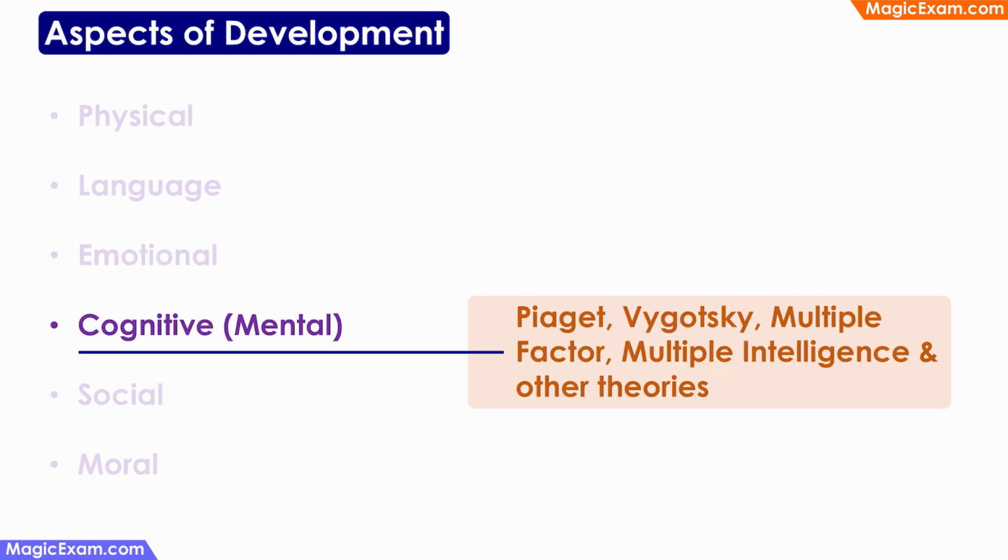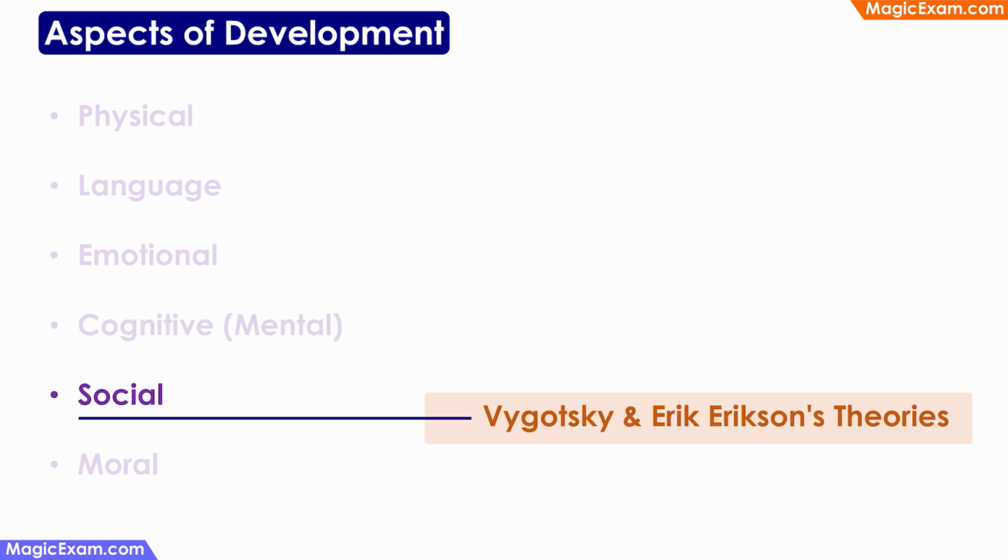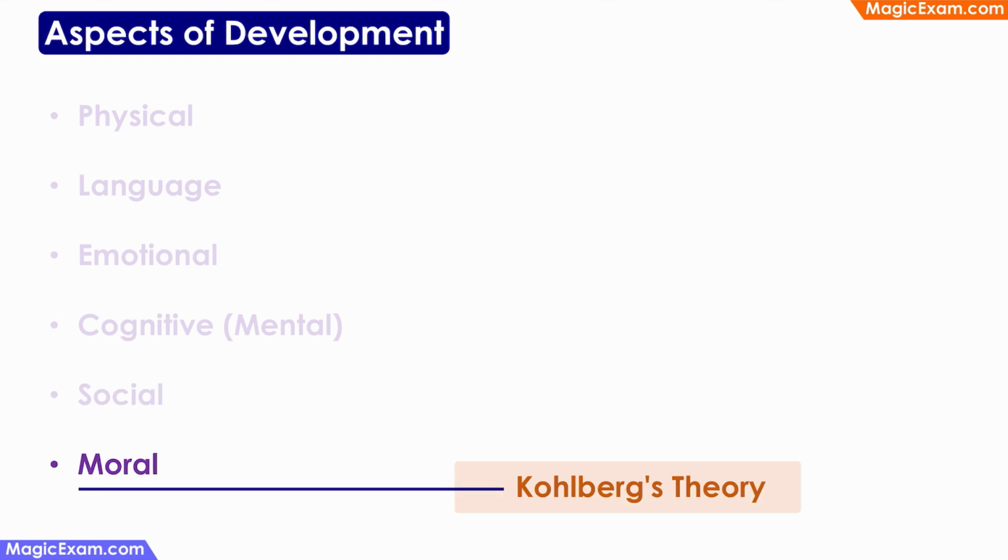In the video covering cognitive or mental development, we will look at the various theories that are important from a syllabus perspective, such as Piaget, Vygotsky, multiple factor and multiple intelligence. When we reach the discussion on social development, we will study about Vygotsky and Erik Erikson's theories. And in the video about moral development, we will study Kohlberg's theory of moral development in detail.